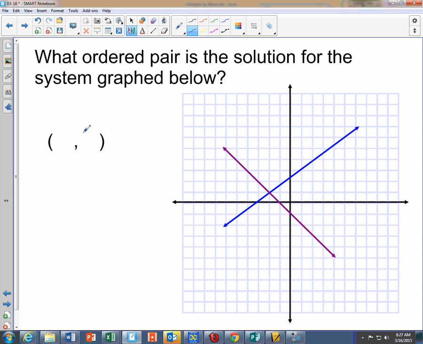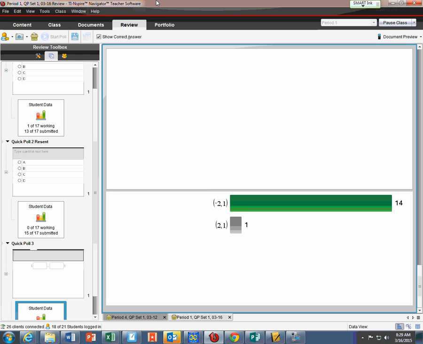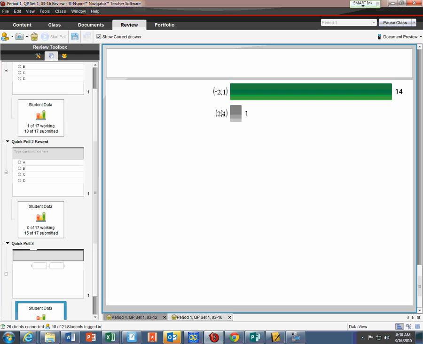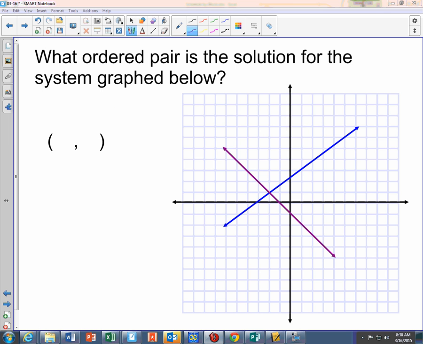What is the ordered pair for what's graphed below? So I'll send you a quick poll here in a second. All right, so what is the answer of that graph? Most of you got it right. The answer is negative 2, 1, and the person that only missed it just didn't put the negative on there. So let's talk about that really quick.